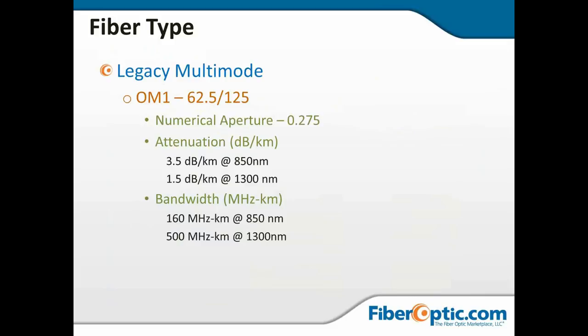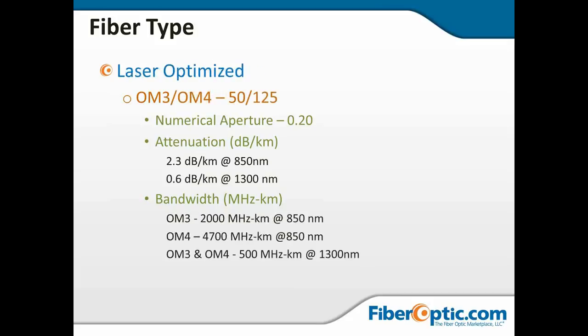The legacy OM1 has a numerical aperture of about .275, and as you can see here, we've got 1.5 dB of attenuation at 1300, and at 1300 we can also push somewhere around 500 megahertz per kilometer. OM2 is going to have a numerical aperture around .2, reflecting the smaller core size. The losses get much better here at 1300. We're only looking at .8 dB per kilometer, and bandwidth up around 1,000 megahertz or 1 gigahertz per kilometer.